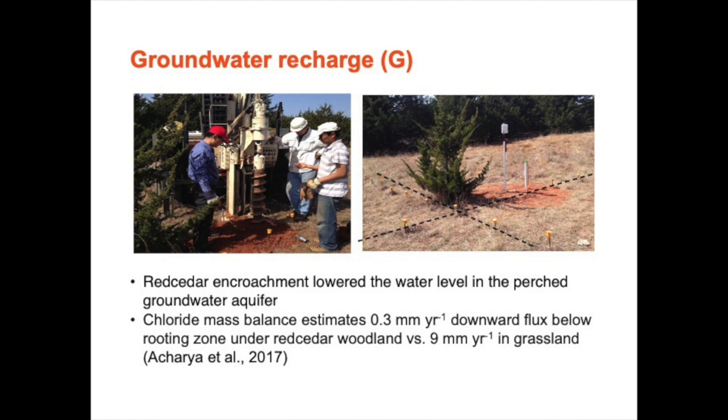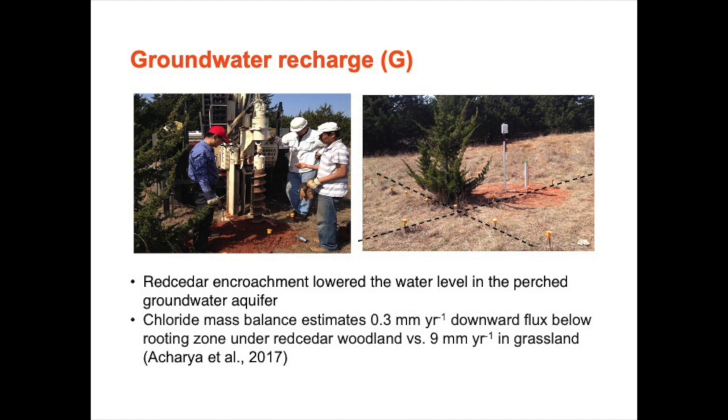Those are just a screenshot of 3 months. If you want to look at groundwater recharge potential, usually you do something across a decade level. In this case, we measured the water level in the perched groundwater table, and we actually see a lower level under the juniper woodland. Then we used the chloride mass balance to estimate the potential recharge rate. Under the grassland we have about 9 millimeter per year, compared with about 0.3 millimeter per year under the woodland. In other words, the conversion to woodland resulted in a reduction of groundwater recharge potential.